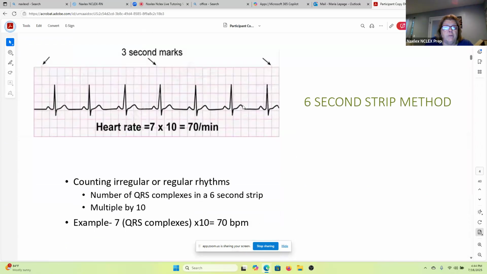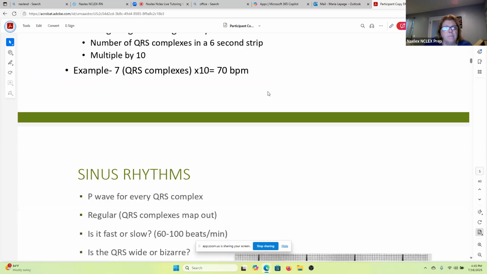I just did a review on calculating heart rate. You look at your 6-second strips, and if you see the notches where the arrows are on the EKG, that is 6 seconds. And you multiply the number of QRS complexes you see by 10. So 1, 2, 3, 4, 5, 6, and 7 multiplied by 10 gives you a heart rate of 70 beats per minute.